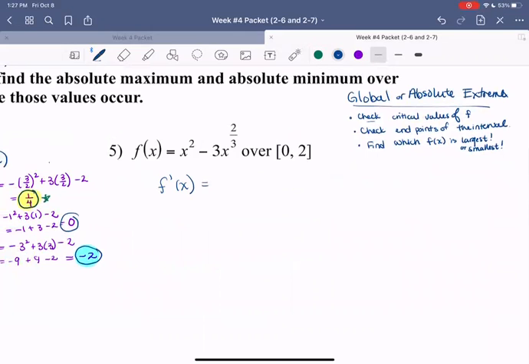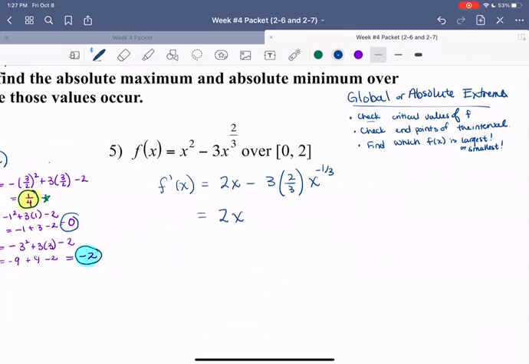Again, as we've been doing, please pause the video and work this out on your own first. Awesome. Now let's work together. The derivative of x squared is just 2x. The derivative of 3x to the 2/3 is 3 times 2 over 3, x to the power of negative 1/3. Recall our power is 2/3, so we subtract 1 to get negative 1/3 in that exponent. Now we can simplify and clean things up here.